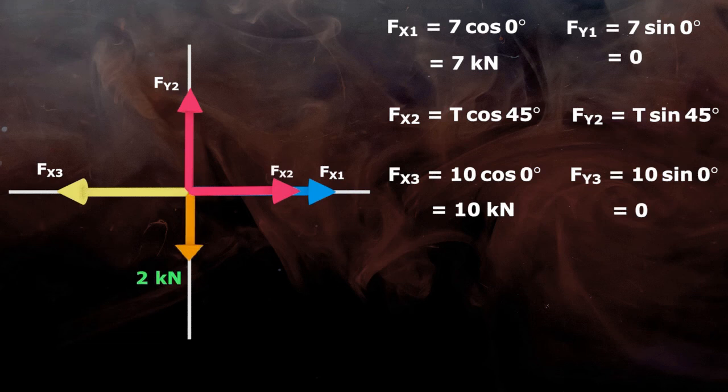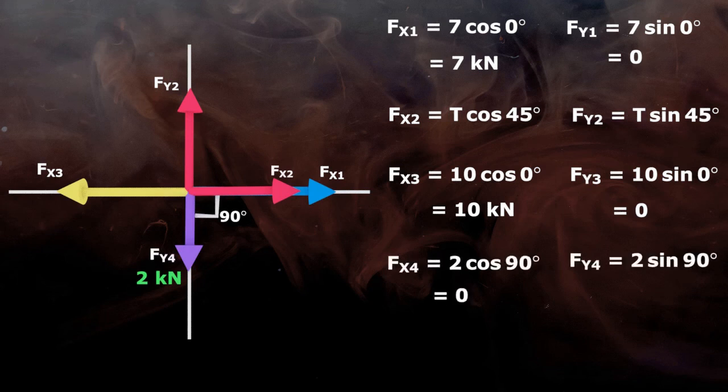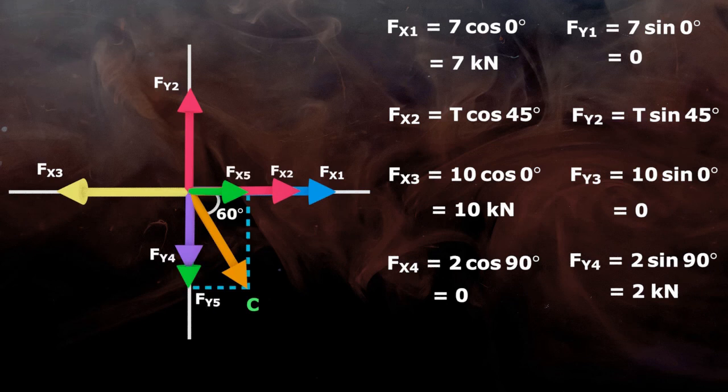2 kN force is acting in vertically downward direction, making 90-degree angle with x-axis. So Fx4 is 0 and Fy4 is equals to 2 kN. Similarly, fifth force C makes 60 degree to x-axis. So Fx5 is equals to C cos 60 and Fy5 is equals to C sin 60.